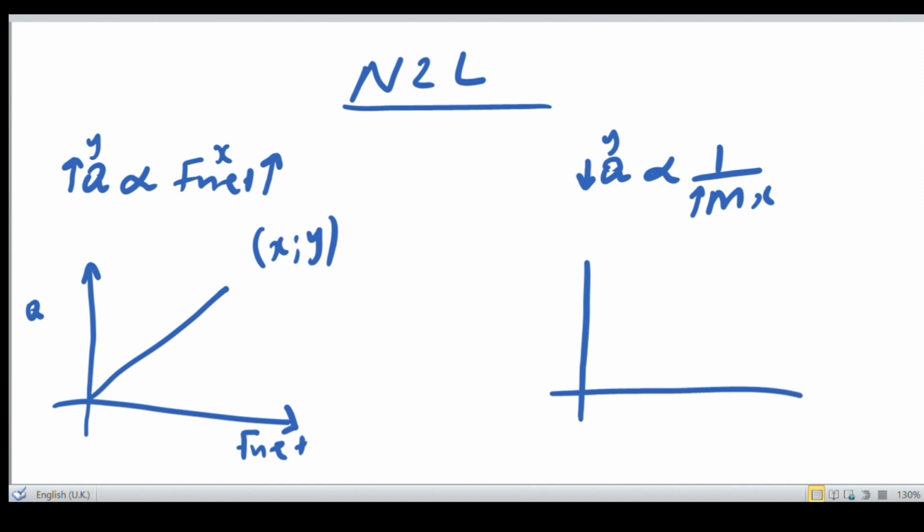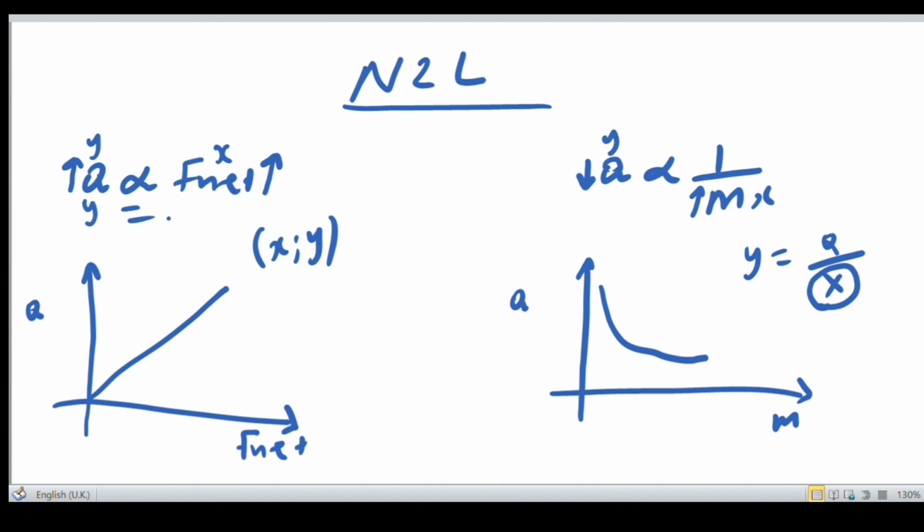Let's look at this graph. Acceleration, I said, is y. So in this case, mass is your x. Now, if you look at this one, as mass increases, acceleration decreases. Now, what type of graph is this one? This one is a hyperbola, a hyperbolic graph. A hyperbolic graph is y equals a over x, where x is in the denominator. But the other one is linear: y equals mx plus c.